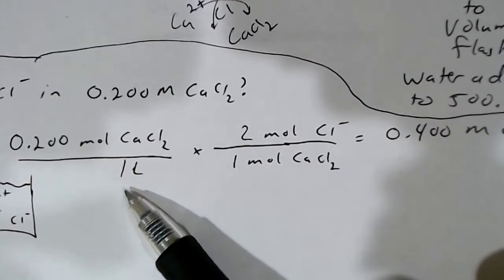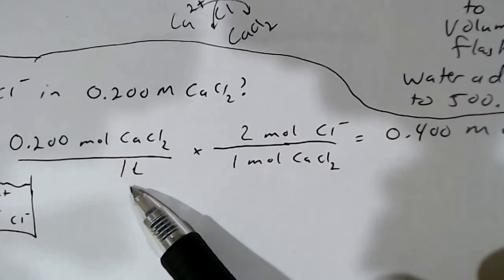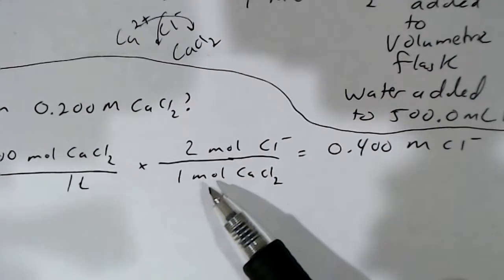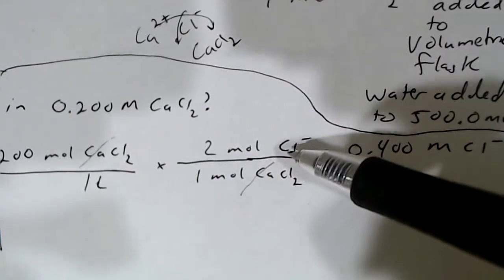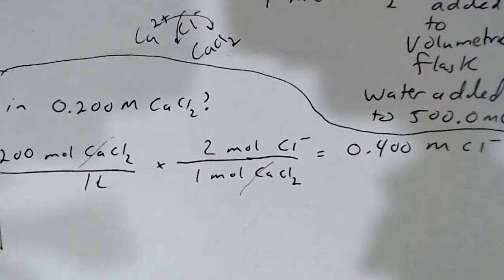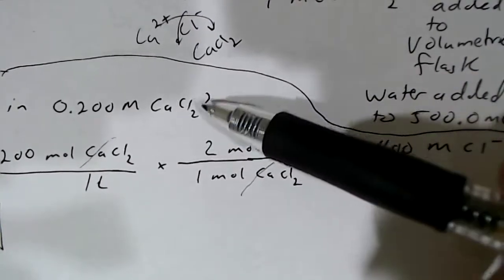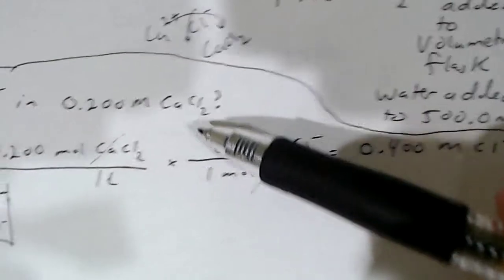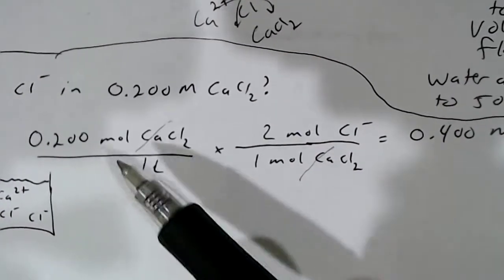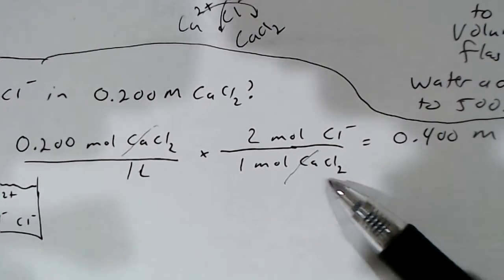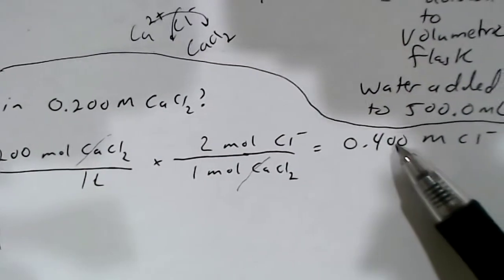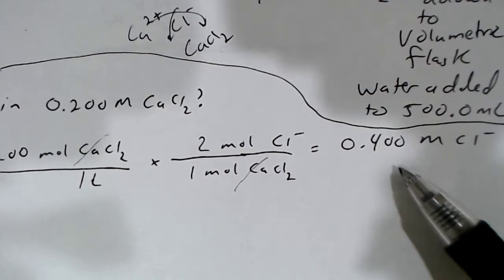0.200 moles per 1 liter of calcium chloride. And per 1 mole of calcium chloride, there's 2 moles of chloride. We can see that number right there, or in our drawing. And so there's twice as many moles of chloride per calcium chloride, so there's twice the molarity of chloride as well. All right, kind of a different topic.